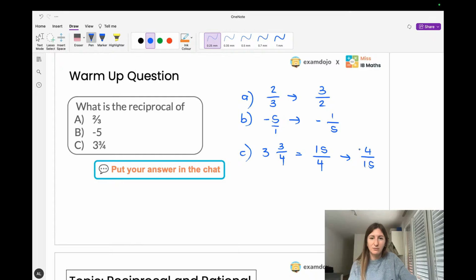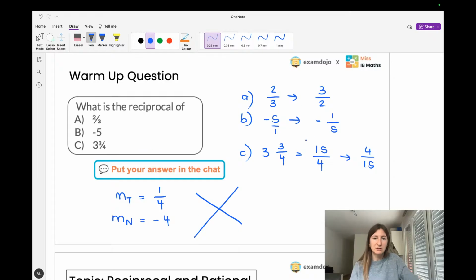So that's the reciprocals. And take note that I'm not saying negative reciprocal, like when you would have your tangents and normals. So if the gradient of a tangent is, let's say, 1 over 4, then the gradient of the normal would be negative 4 over 1. This is a different thing. That's the negative reciprocal, because one gradient is positive and one is negative. But if I say reciprocal, it just means to flip it on its head.